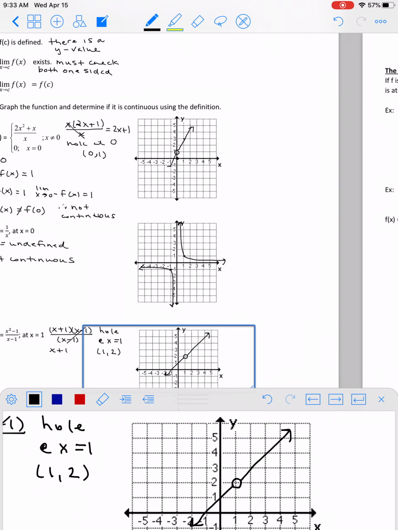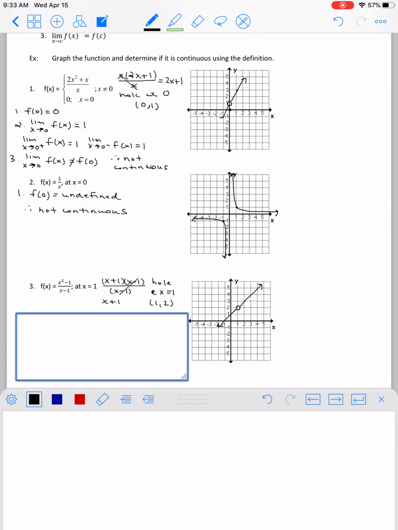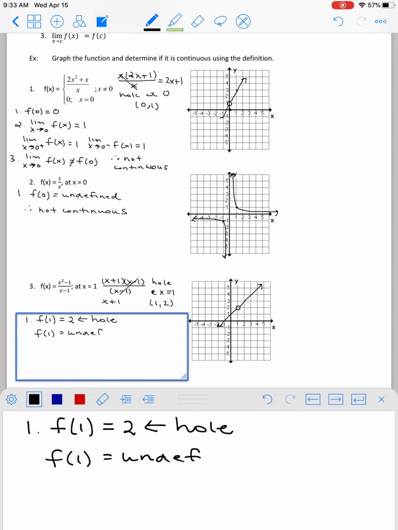And now I am ready to see what happens based on our formal definition. So step number 1, I would like to find the value of f of 1. And if I put f of 1, I get a 2, but technically there's a hole there, which is undefined. So that makes f of 1 undefined. And so therefore, this is not continuous.